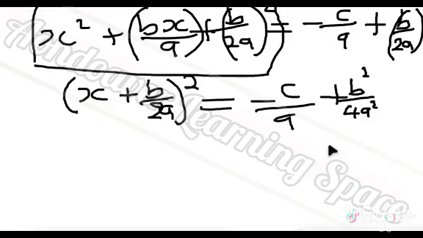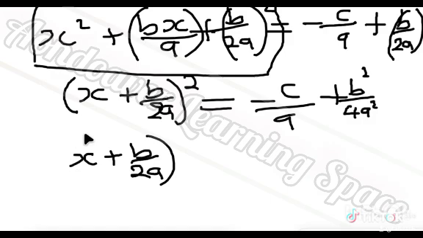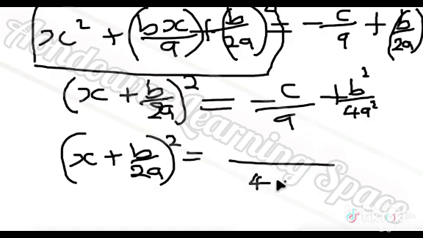From this point now, let's simplify the right hand side, still bringing down the left hand side. x plus b over 2a all raised to power 2 equal to, take the LCM. The LCM of a and 4a squared is 4a squared. So 4a squared divided by a will give you 4a. 4a times minus c, this is minus 4ac, plus 4a squared divided by 4a squared will give you 1. 1 times b squared will give you b squared.